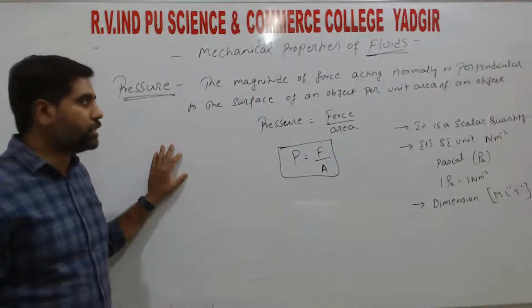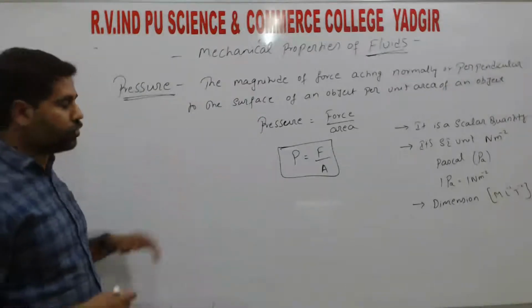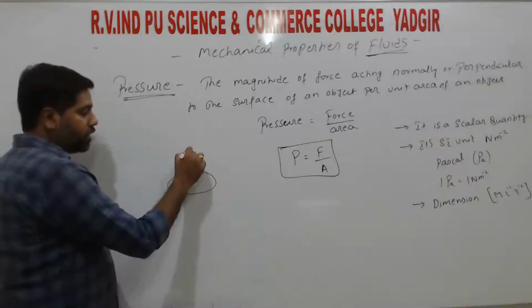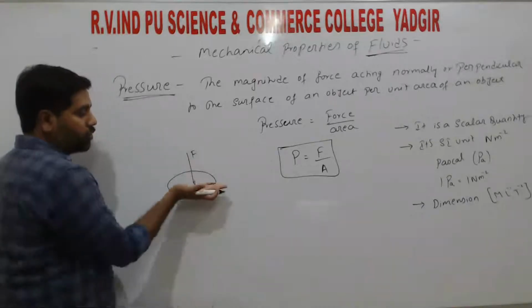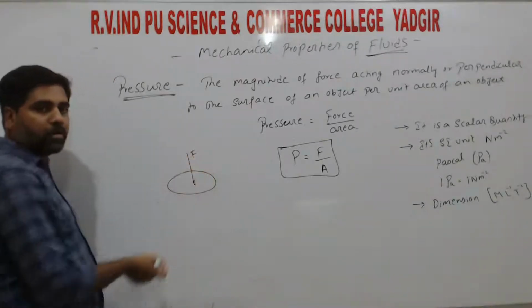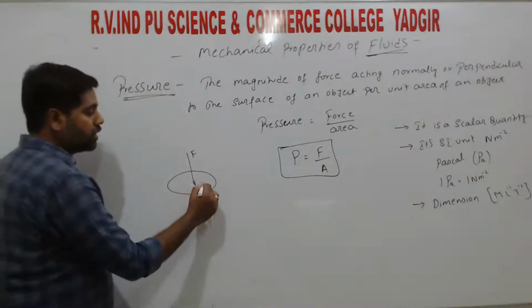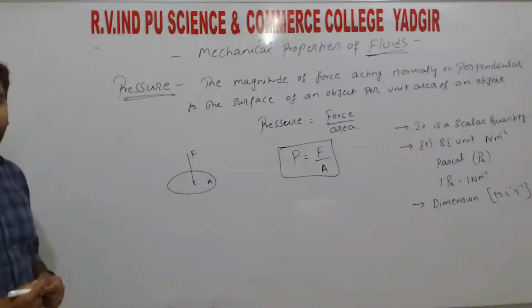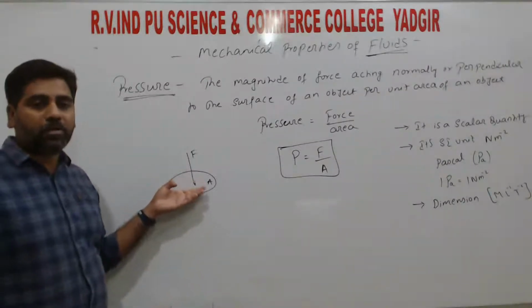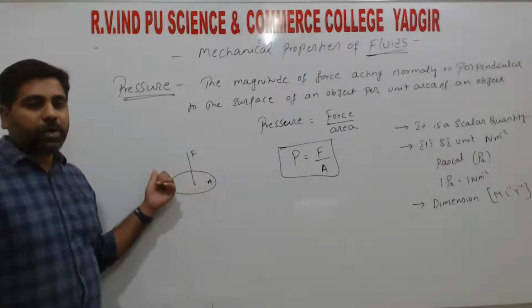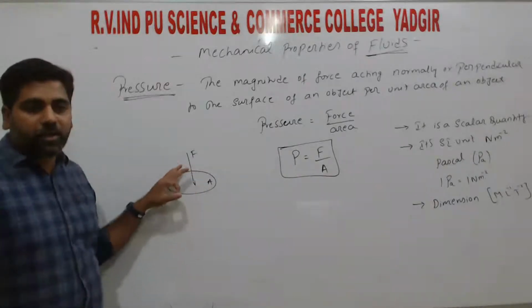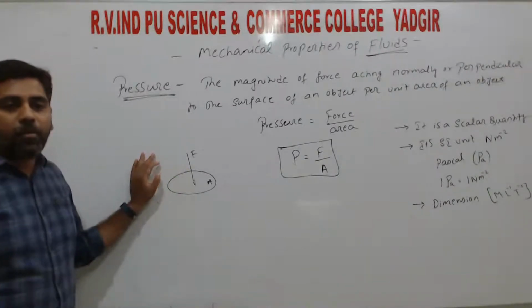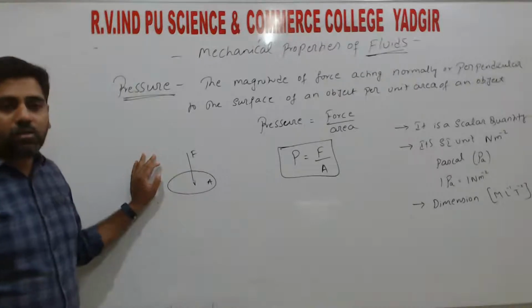So pressure is the magnitude of the force. For example, if we consider any one area, the force which is acting perpendicular onto this surface area, we call that pressure, right? P is equal to F divided by A. The force acting perpendicular to the area is the pressure, a scalar quantity. Its SI unit is Pascal or Newton per meter square, and its dimension is M L power minus 1 T power minus 2.